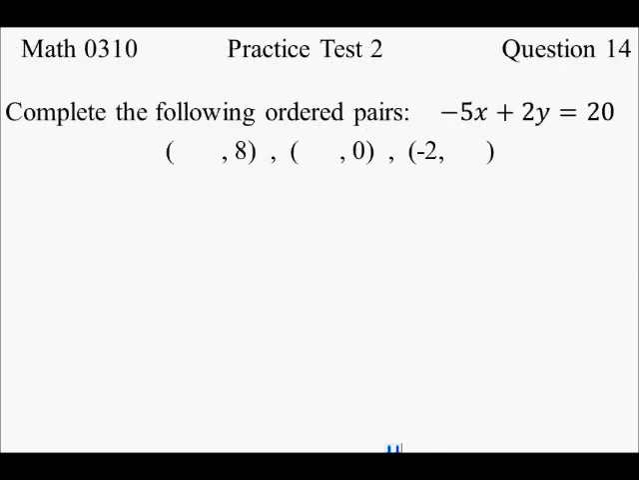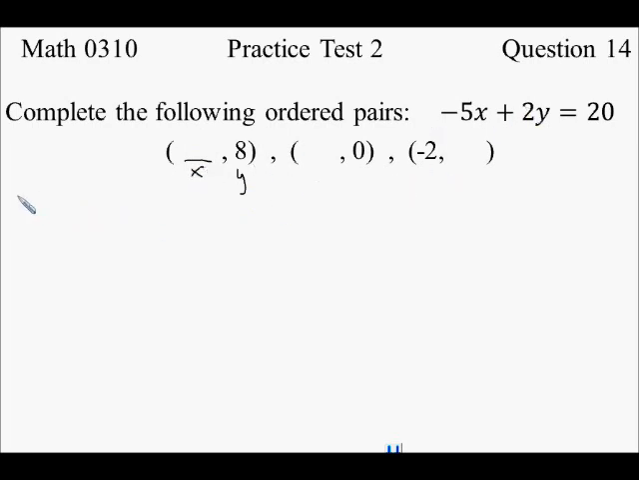Question 14 says complete the ordered pairs. So here we're given an equation, and we're giving 3 pairs, and we're only giving 1 coordinate out of the ordered pair there. So what they want us to do is they want us to use the information from this ordered pair and use the equation, and then we can solve for the other coordinates. So in other words, here they're giving us the y coordinate, and we're asked to find the x coordinate here. So we're going to use this equation.